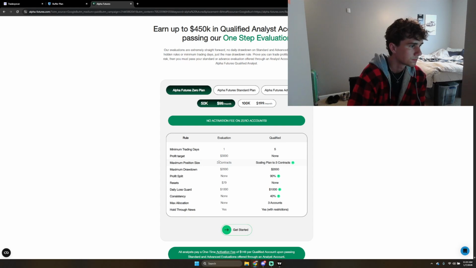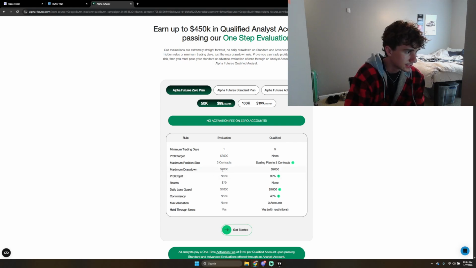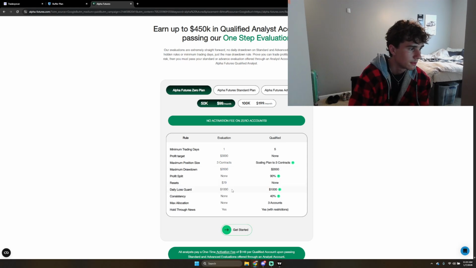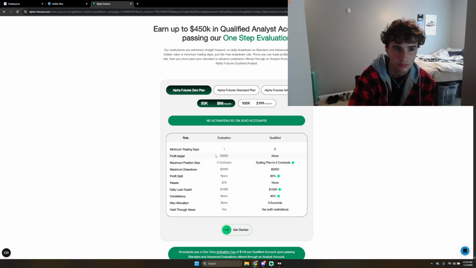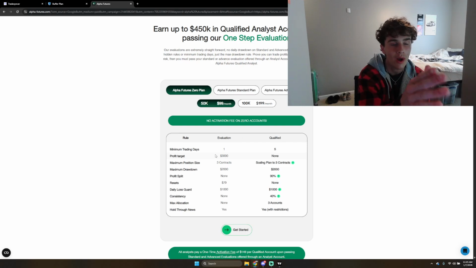Then your maximum drawdown is 2K. Daily loss guard: you won't lose the account if you hit this, you lose the account if you hit the max drawdown. This is kind of a built-in thing, so if you lose $1,000 in a day, they'll stop you from trading. I don't think I'll ever trade $500 risk on my Alpha Futures Zero accounts because they only allow you to have 10 minis.